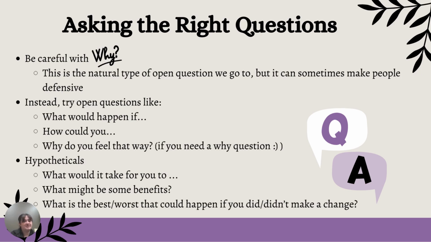So instead of always asking why, you can start questions with, "Well, what would happen if you did this? How do you think you can actually make this happen?" If you're going to ask a why, you can say, "Why are you feeling that way? What evidence are you seeing that this is true?" Things like that. You can also move into hypotheticals depending on where you're at in the conversation. If they say, "Well, I know that I should do this," you can come back and say, "What would it take for you to actually do this? What might be some benefits to making this change? What might be the best thing that could happen if we improved your physical activity? And what's the worst thing that could happen if you stayed where you're at right now?"